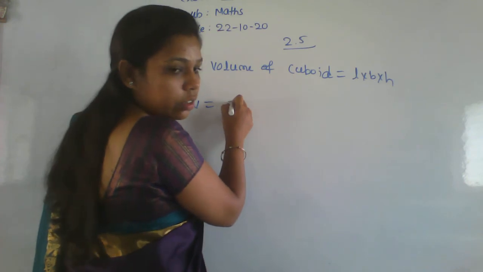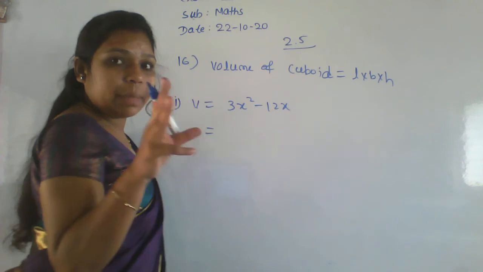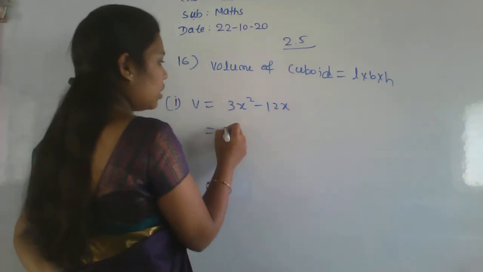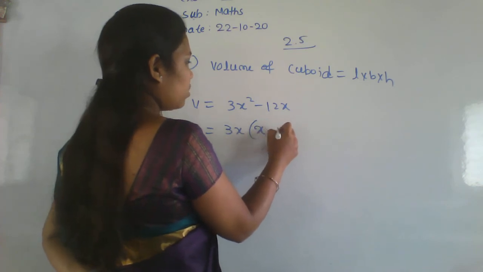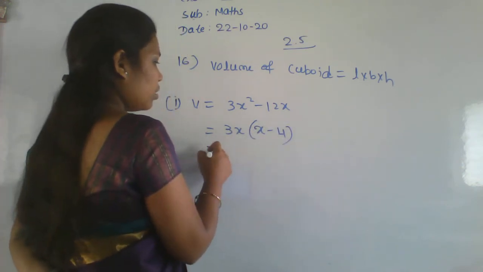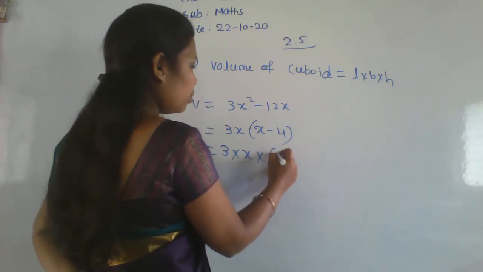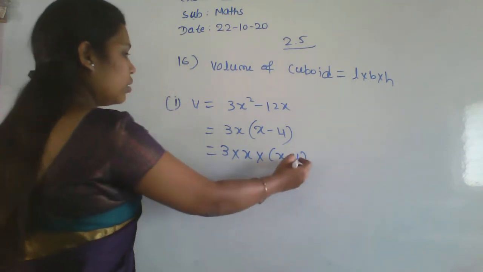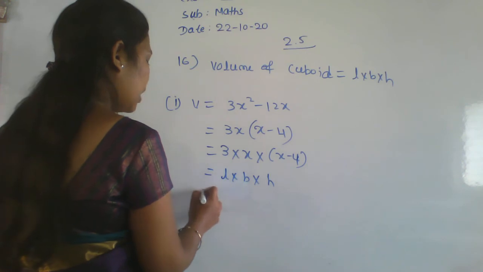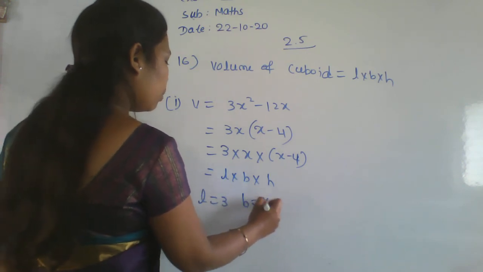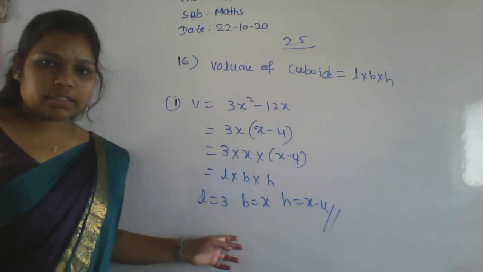But the given volume, the first one, is 3x square minus 12x. Convert it in terms of three products. So take 3x common, and what is left? 3x minus 4. So we can write this as 3 into x into x minus 4. So this is in the form of length into breadth into height. So L is equal to 3, breadth is equal to x, and height is equal to x minus 4. This is the answer.